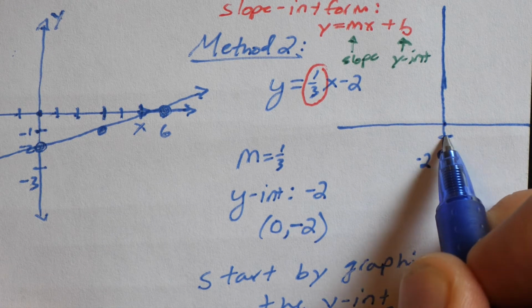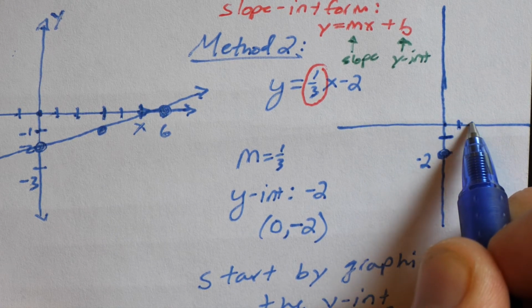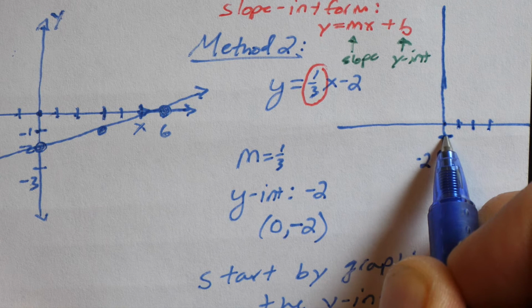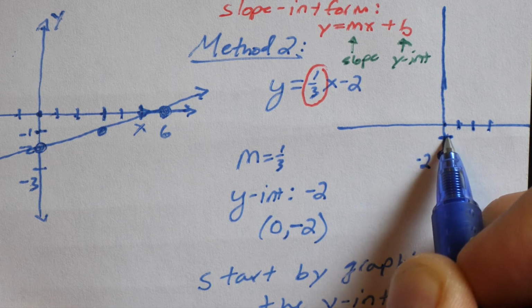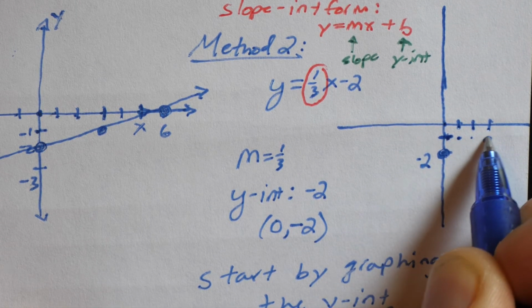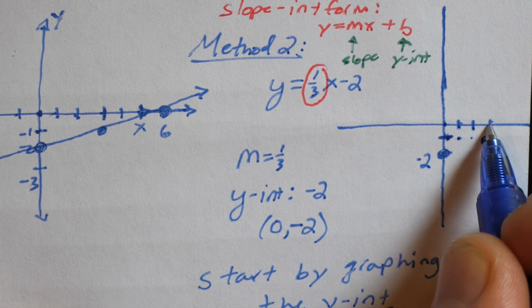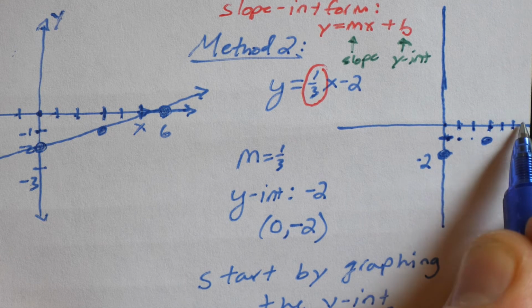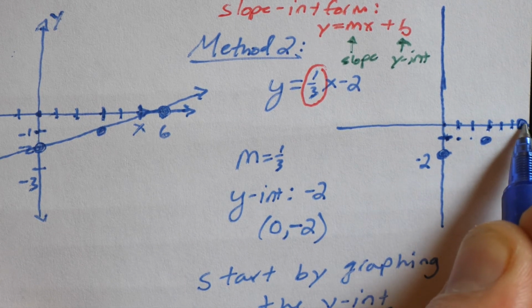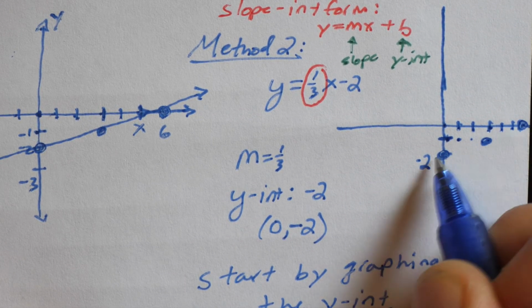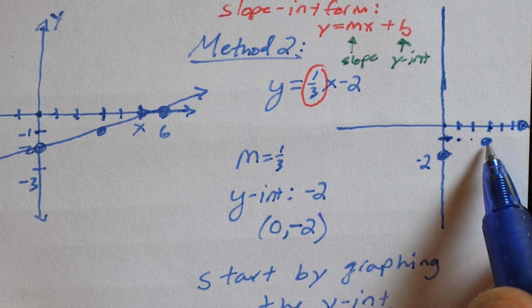So that means I'm going to rise 1 and then run 1, 2, 3. So I rise 1, run 1, 2, 3. Okay? Now let's do that again. Rise 1, run 1, 2, 3. But you see I've lost room. I don't have any more room to graph any more points.